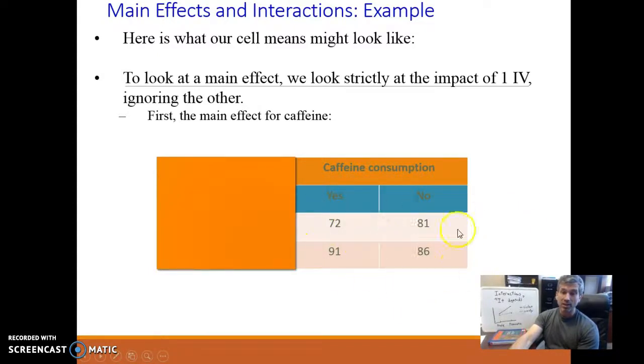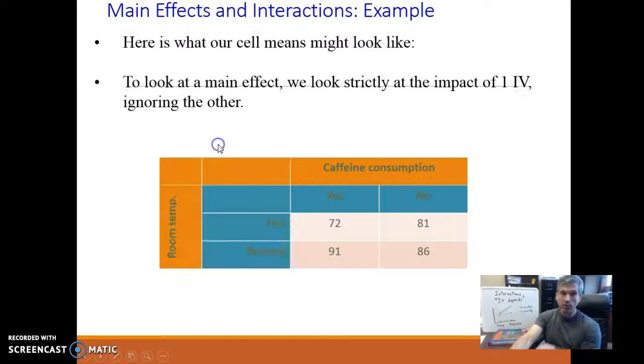Well, we could average these cells together. If we average the people together who had caffeine and the people who didn't and compare them, we'd find the average test score for caffeinated folks is 81.5 and for decaf folks is 83.5. Not a big difference there. People that didn't have caffeine did a little better. Is it statistically significant? We would need to conduct an F test to figure that out. But the point is, at this stage, that's what the main effect would be, just comparing our caffeine drinkers to our no caffeine drinkers.